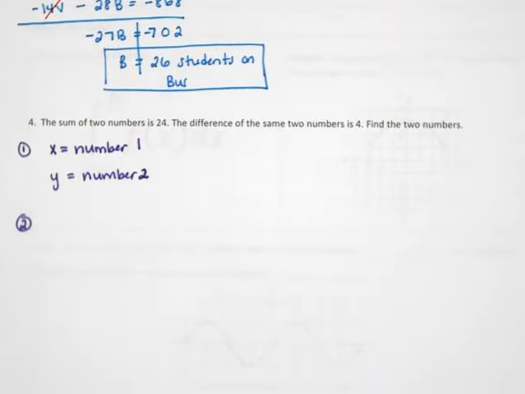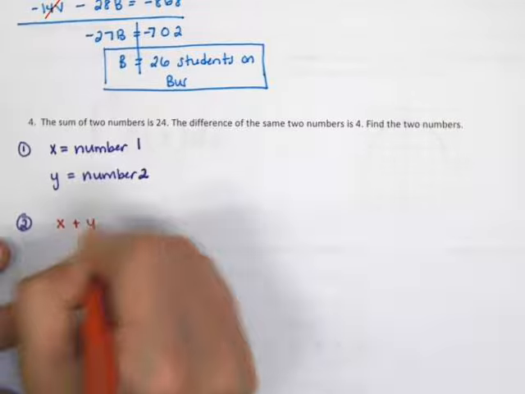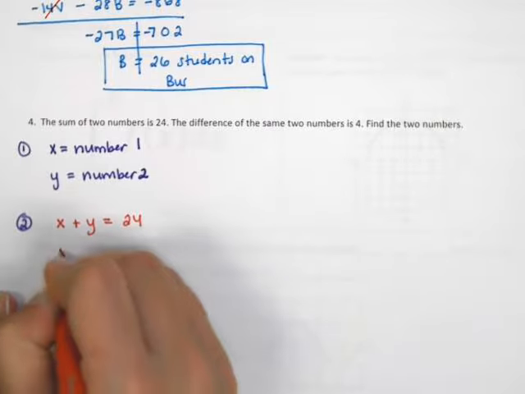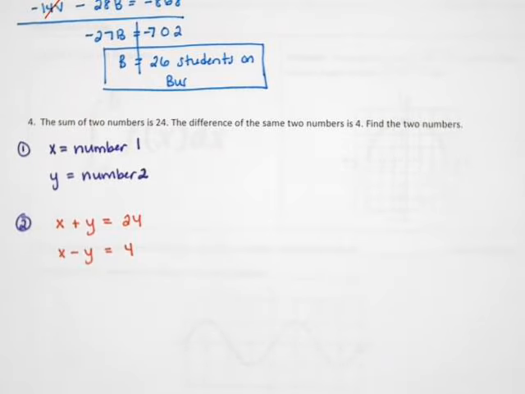Now the first sentence says the sum of two numbers is 24. The word sum means add them up. So I know that if I take my number 1 and my number 2, and I add them together, I get 24. The same two numbers, the difference is 4. So I know if I take those same two numbers and I subtract, I get 4.